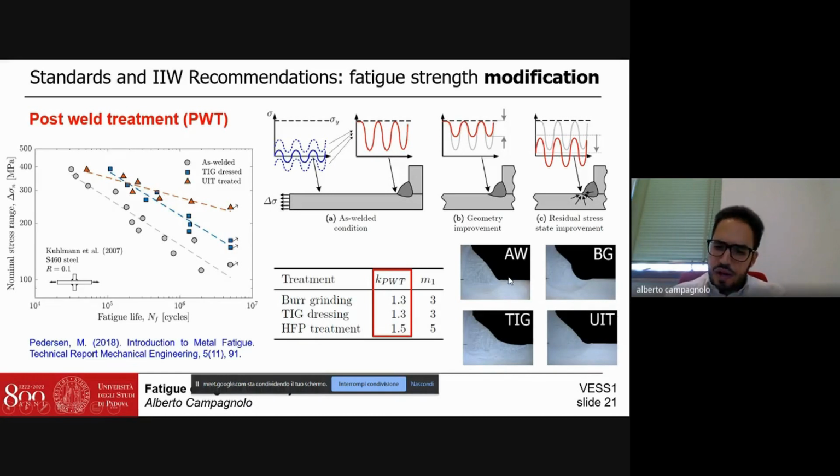In the typical resulting weld toe profile in the as-welded condition, we have a very sharp notch close to the weld toe side. By using burr grinding, we can increase the weld toe radius. By using TIG dressing, we can add material also to increase the weld toe radius. By using the ultrasonic impact treatment, we can introduce compressive residual stresses which tend to close cracks and to retard initiation and propagation, and also to increase the weld toe radius.